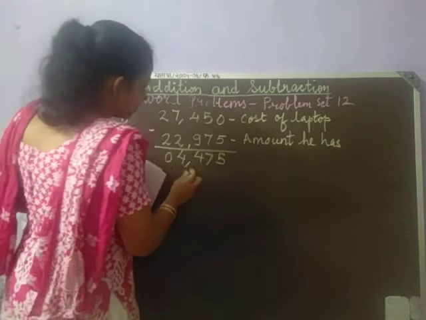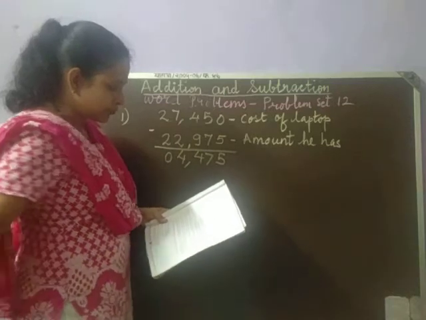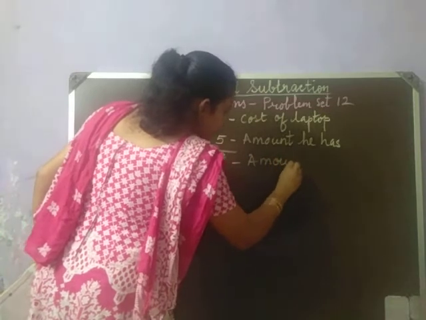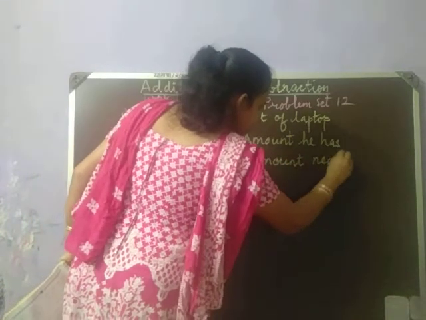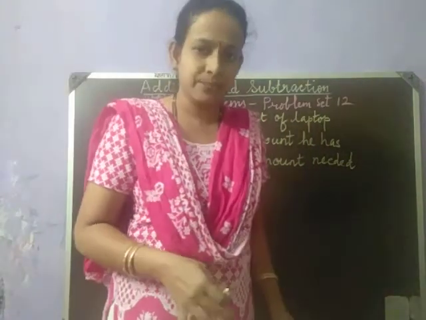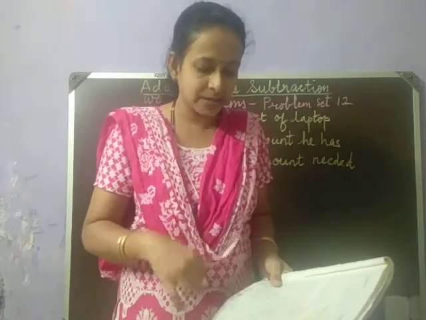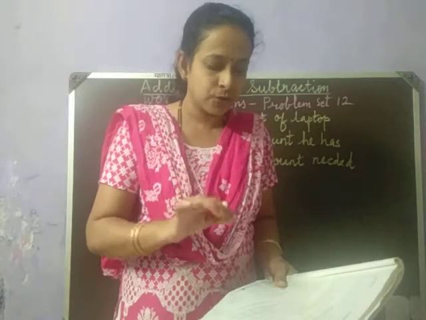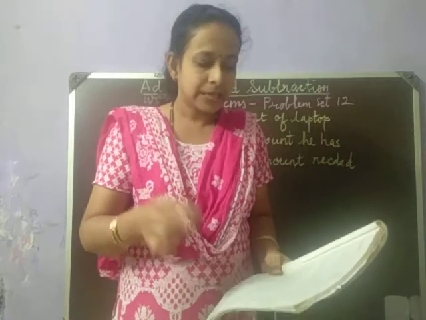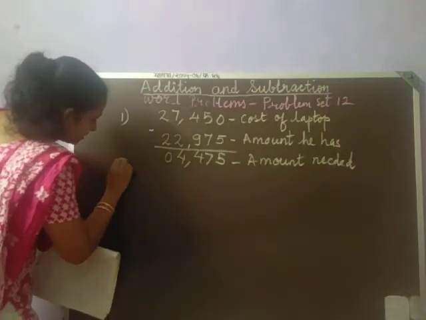So this is the amount, that is rupees 4,475 required or needed to buy the laptop. So finally we need to write a statement. The statement will depend upon how the question is asked. The question asked over here is, what is the amount he still needs to be able to buy the laptop. So here you will write the amount needed by Prathamesh to buy the laptop is rupees. You have to write the final statement.